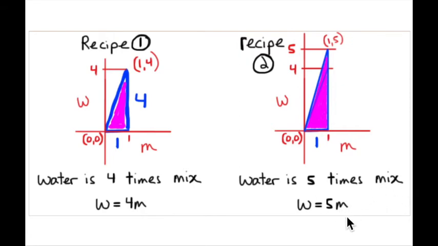Now, it doesn't have to be a cup. It could be a glass, it could be a gallon, it could be a jug, whatever it is. But if you use 1 of those, then you have to use 5 of those for the amount of water. So you're going to use 5 times as much water.